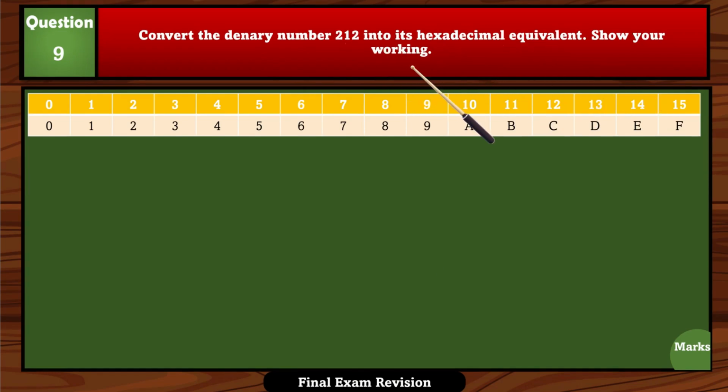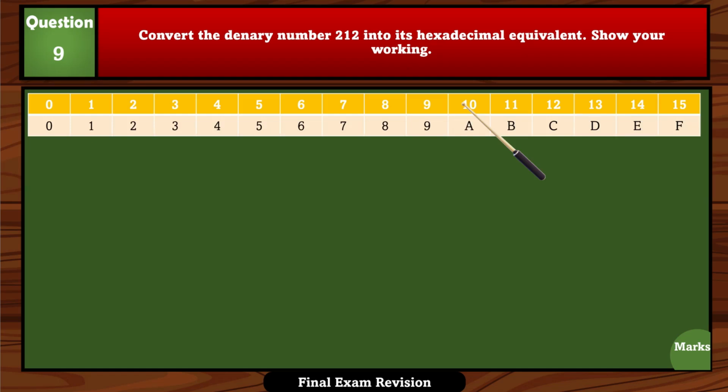Show your working. So now we have a Denary number 212, and we need to convert it to hexadecimal. So before converting the numbers to hexadecimal, you need to remember this table. Okay, so you can see here, these are the Denary values, and these are the hexadecimal values. So you can see from 0 to 9, the values are the same. Hexadecimal and Denary values are the same.